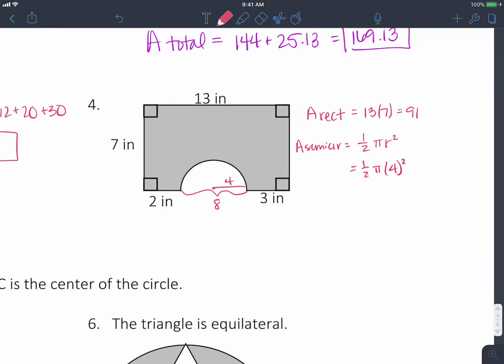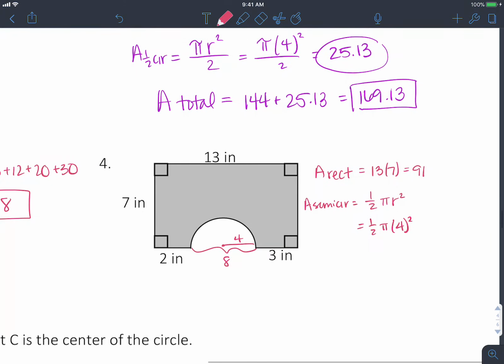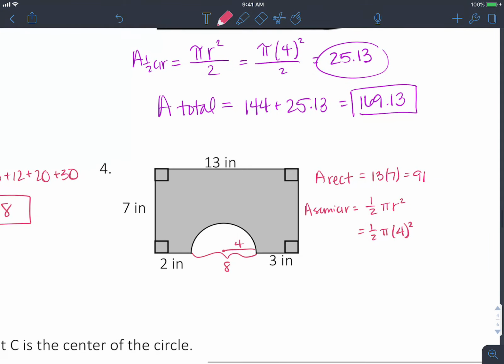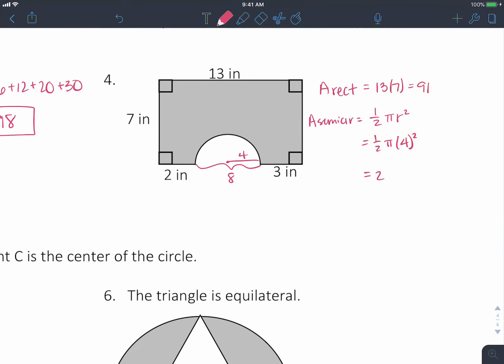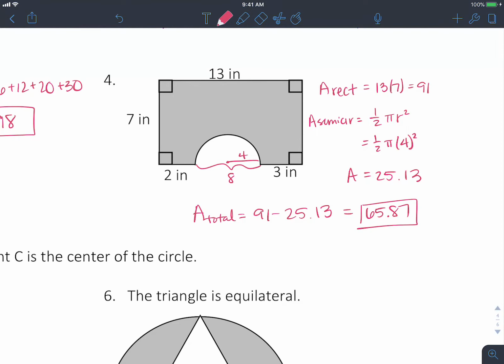If you notice, that is the same semicircle as above up there in purple, the area of the half circle. So that's going to give us 25.13 again. So the area of our semicircle. So then what we're going to do is we're going to subtract. So we're going to have the area total is going to be 91 minus 25.13, which gives us 65.87.